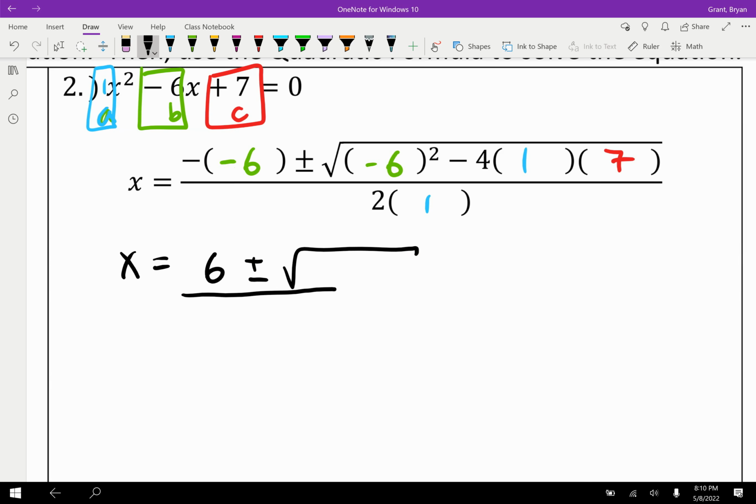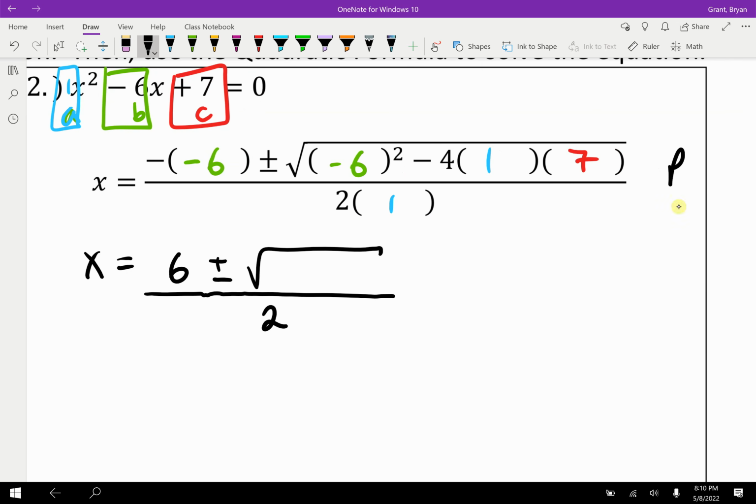Notice when I draw my fraction line, though, I make sure the fraction line covers the entire numerator. A lot of students just start doing this, and that's not actually quite correct. Make sure the fraction line goes all the way across. 2 times 1, 2. Okay, to fill in the square root, we just follow PEMDAS, right? We're evaluating something. We're not trying to isolate a variable. We do what's in the parentheses first.